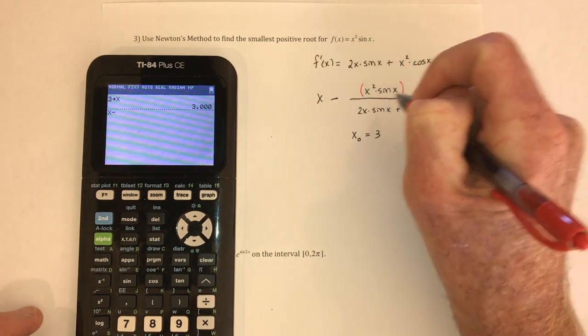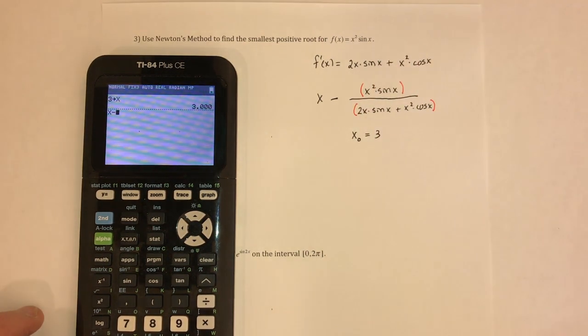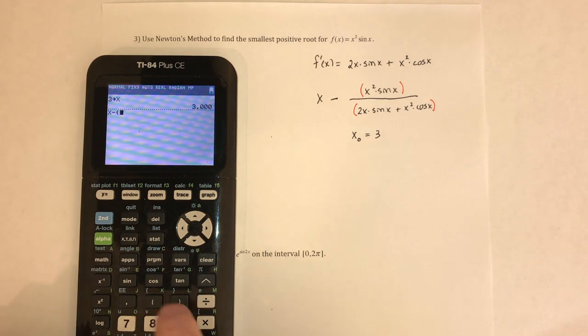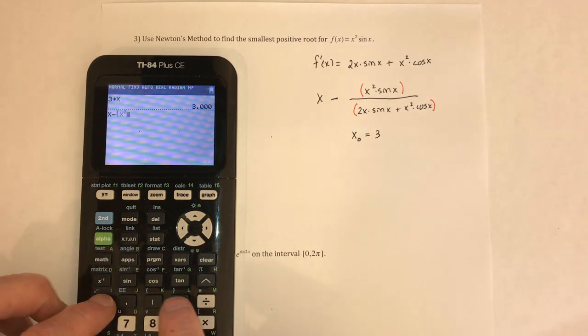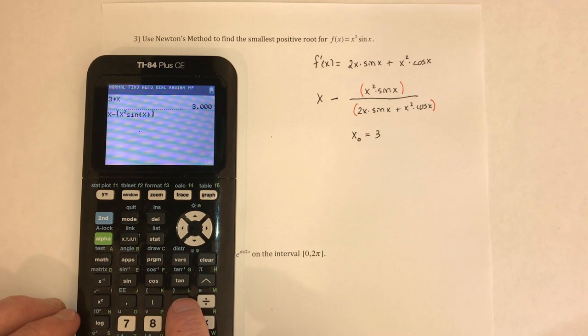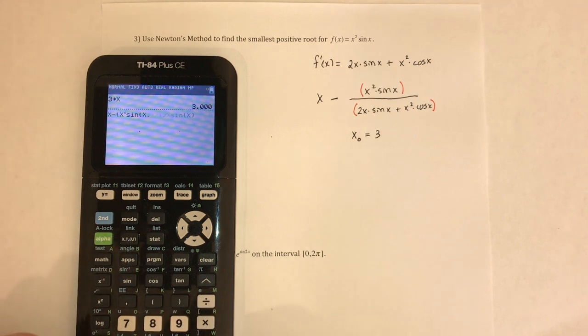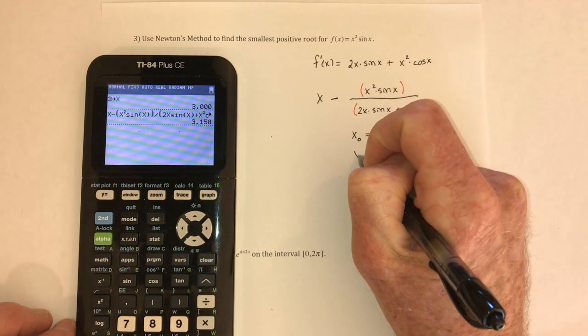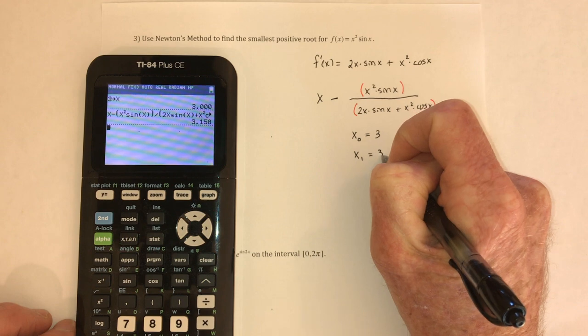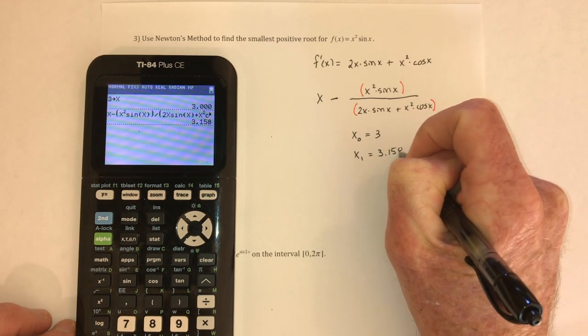and then you should put the numerator in parentheses and the denominator in parentheses. So it is x squared sine of x, that's in parentheses, divided by 2x sine x plus x squared cosine x. And then that one's in parentheses. And it says, well, Greg, 3 is a pretty good guess, but the answer is actually closer to 3.158.